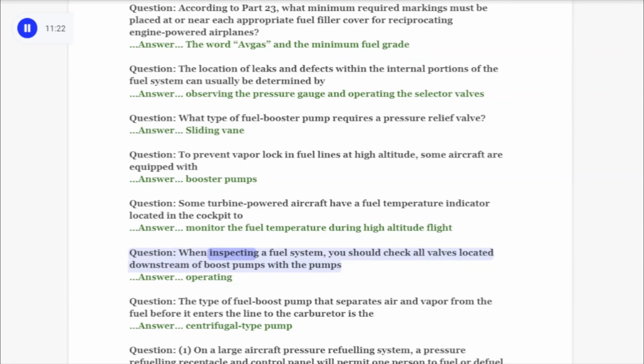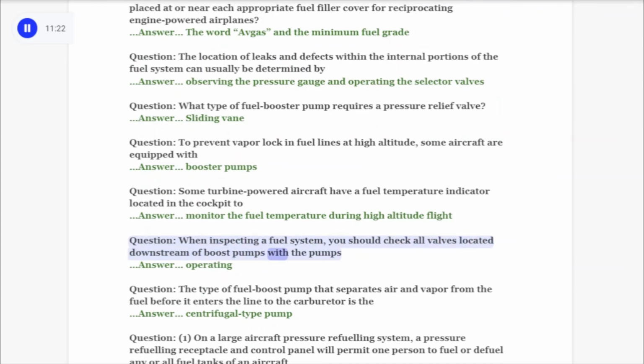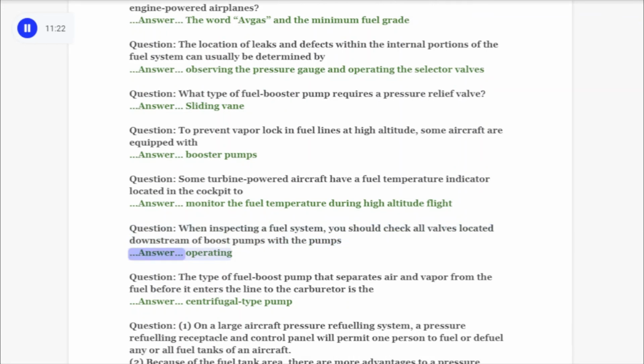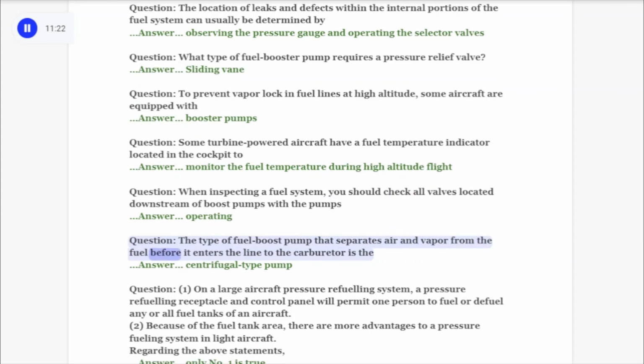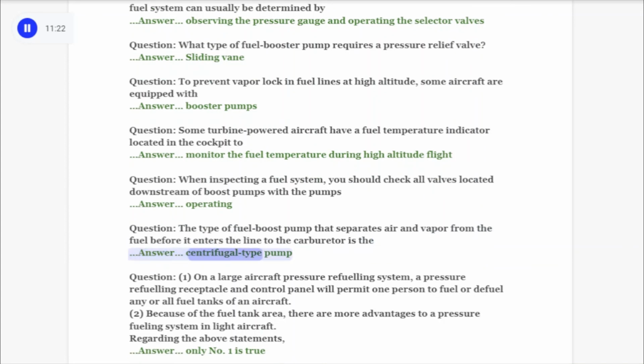Question: when inspecting a fuel system, you should check all valves located downstream of boost pumps with the pumps. Answer: operating. Question: the type of fuel boost pump that separates air and vapor from the fuel before it enters the line to the carburetor is the. Answer: centrifugal type pump.